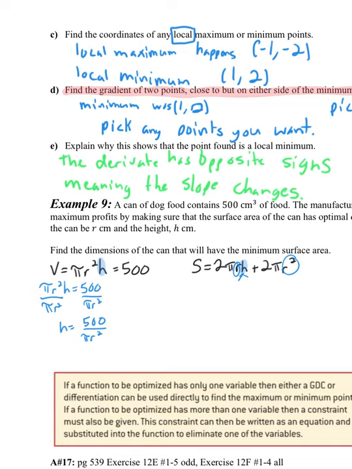So what happens on the other equation now? The surface area is 2 pi r, and then I'm going to plug in for h, 500 over pi r squared, plus 2 pi r squared. And I can go ahead and simplify. 2 times 500 is 1,000. The pi's divide out, and I'm going to be left with an r in the denominator of a fraction.